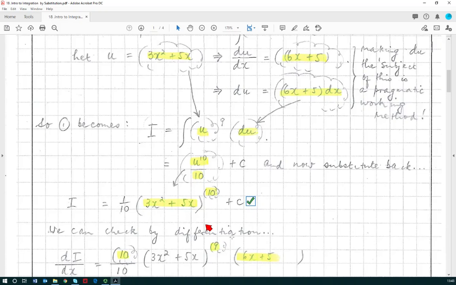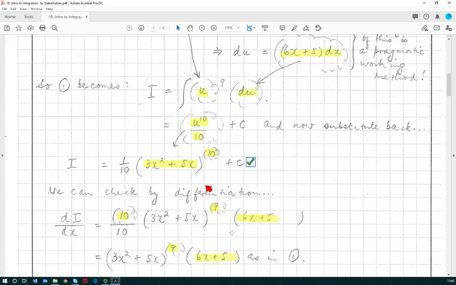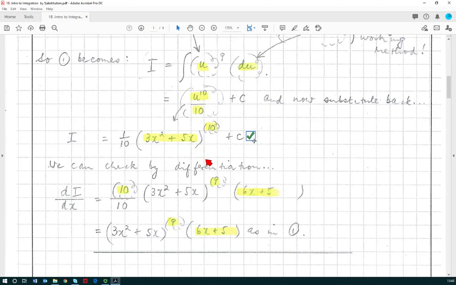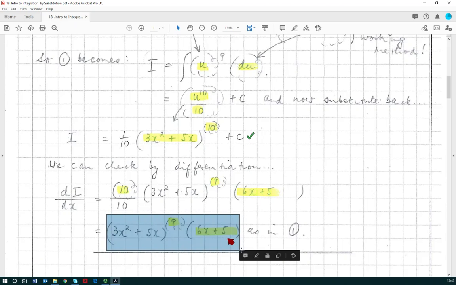Okay. We can check by differentiation if you want to, and if you do, you just go: 10 comes in front, 10 over 10 is 1, and reduce that power by 1 to get 9. And then don't forget to differentiate the 3x² + 5x to get the 6x + 5. And that's exactly what the question was. This was our question.